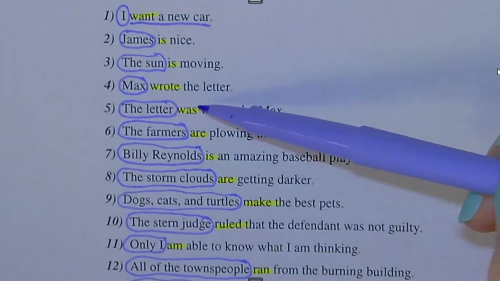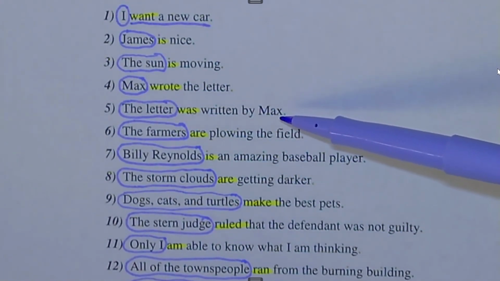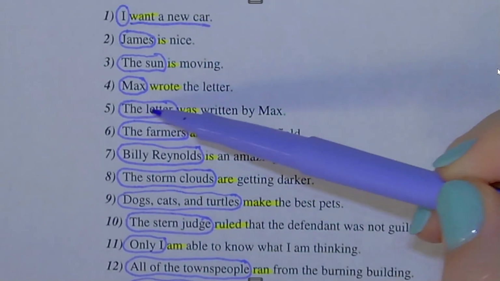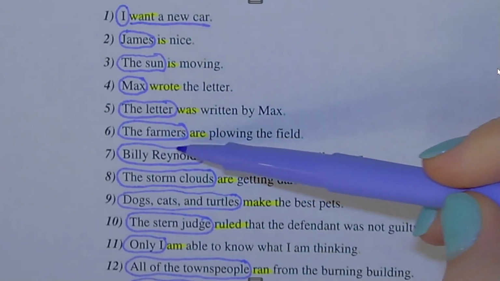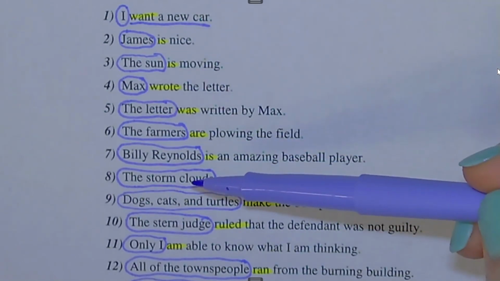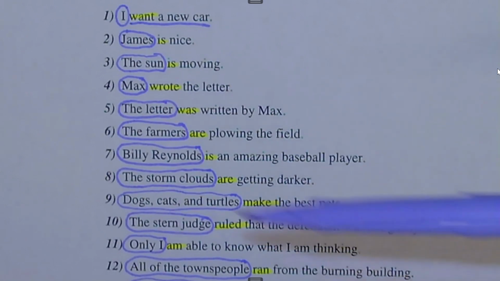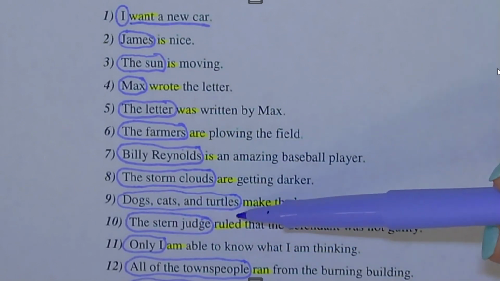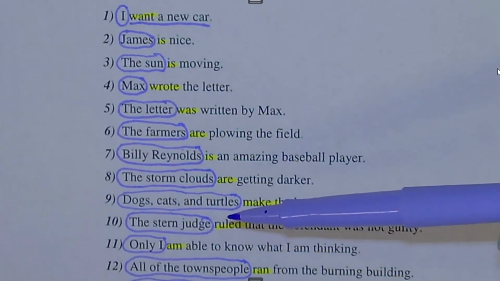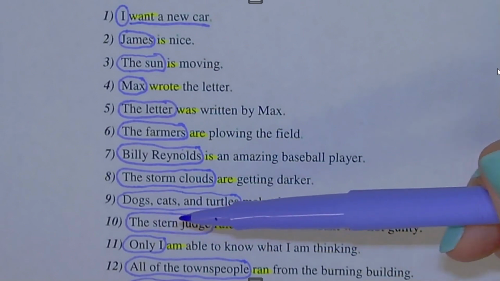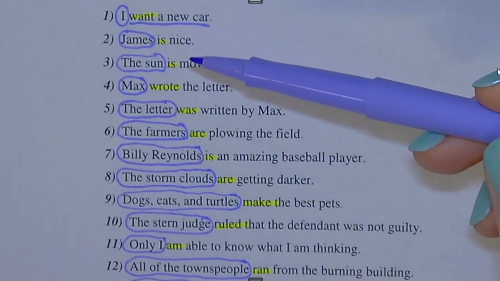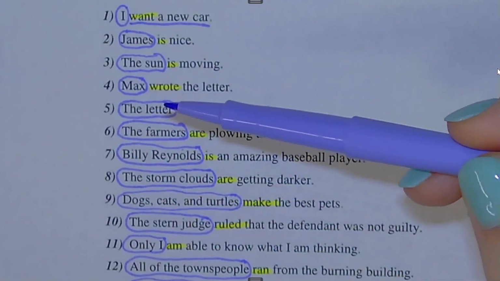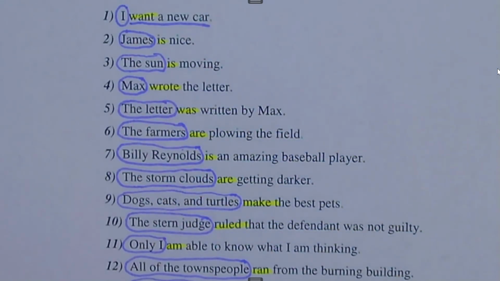So the letter was written by Max. Who or what was written? Okay, well, the letter. Billy Reynolds is an amazing baseball player. Who or what is an amazing baseball player? Billy Reynolds. Okay. The stern judge ruled that the defendant was not guilty. Who or what ruled? The stern judge. Use the verb to help guide you to identifying the subject. And everything else is going to be the predicate. Okay?